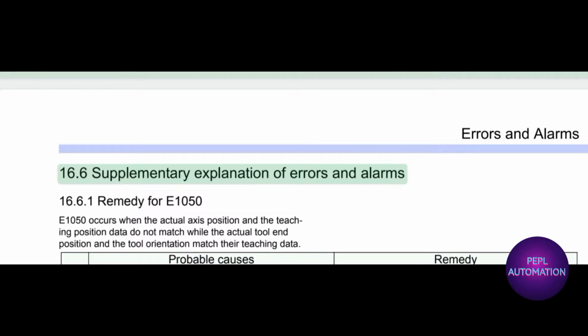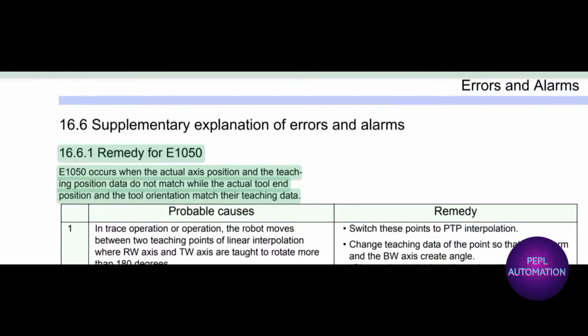16.6 Supplementary explanation of errors and alarms. 16.6.1 Remedy for E1050. E1050 occurs when the actual axis position and the teaching position data do not match while the actual tool end position and the tool orientation match their teaching data.